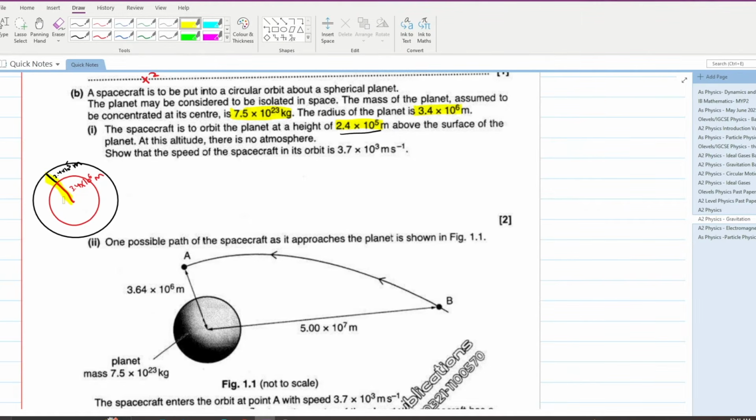What do you have to calculate? You have to calculate the speed. What will I do? I will say that at this point the gravitational force and the centripetal force of the aircraft are equal.